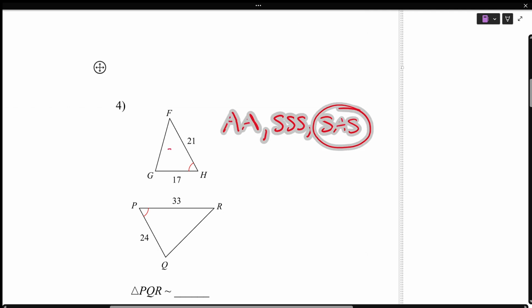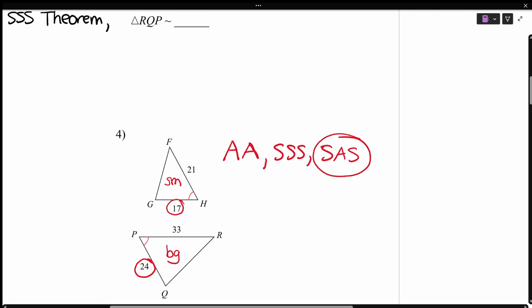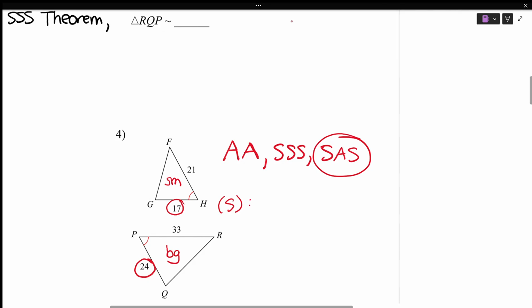In this smaller triangle, between 21 and 17, 17 is the smaller side. So in the bigger triangle, between 24 and 33, again, 24 is the smaller side. So when I set up my first ratio of sides, I'm going to put 17 over 24. You could have also done 24 over 17. It doesn't matter. Do they have a common factor that we can divide by?